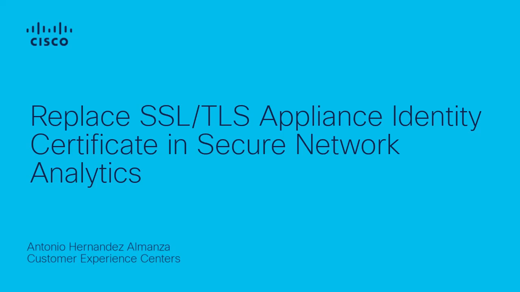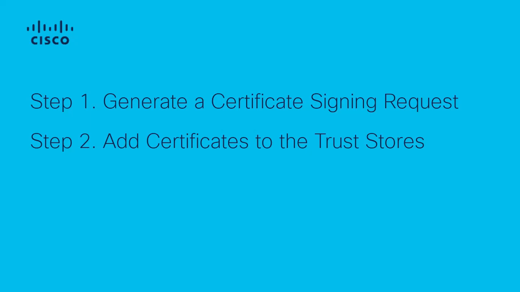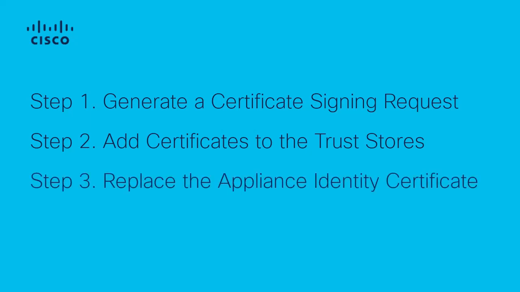Today, I will show you how to replace the Appliance Identity Certificate by generating the certificate signing request in Central Management. This process consists of generating a certificate signing request, adding certificates to the trustors, and replacing the Appliance Identity Certificate.